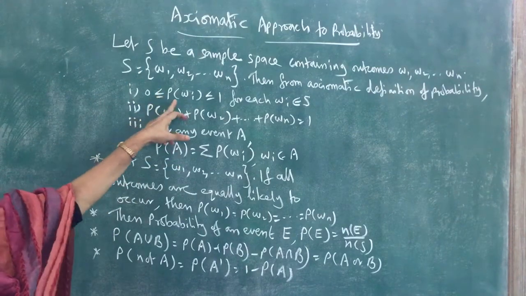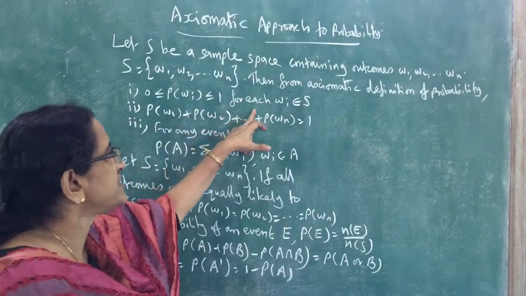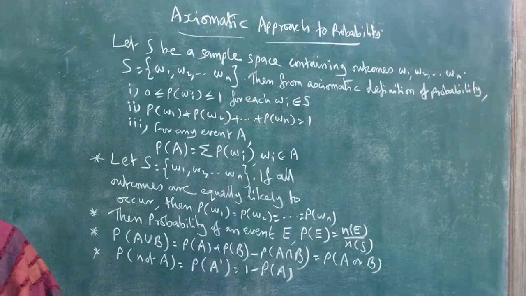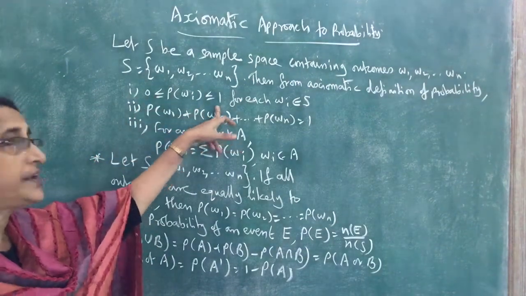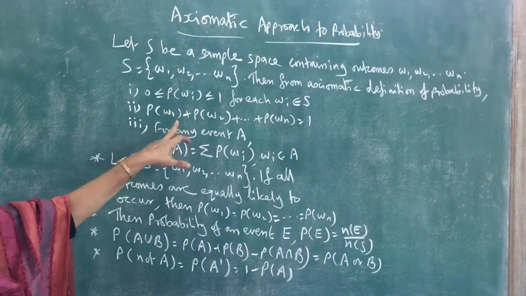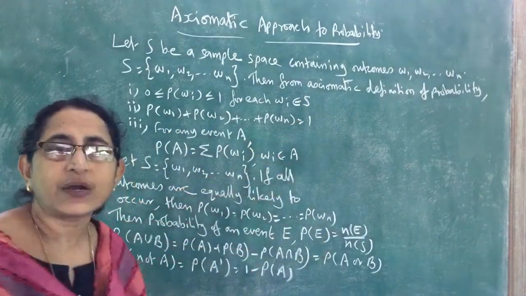First, 0 is less than or equal to the probability of omega i, which is less than or equal to 1, for each omega i belonging to the sample space S. That we have studied: the probability of all outcomes is between 0 and 1, including 0 and 1. Then the second condition: P of omega 1 plus probability of omega 2 plus etc. plus probability of omega n equals 1.